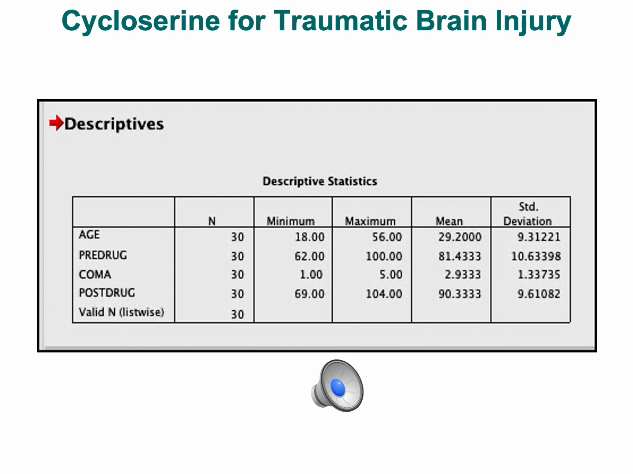The pre-drug memory score average is 81. The post-drug memory score average is 90. So we can see their memory scores improved over time. But we don't know if this improvement didn't occur by chance.